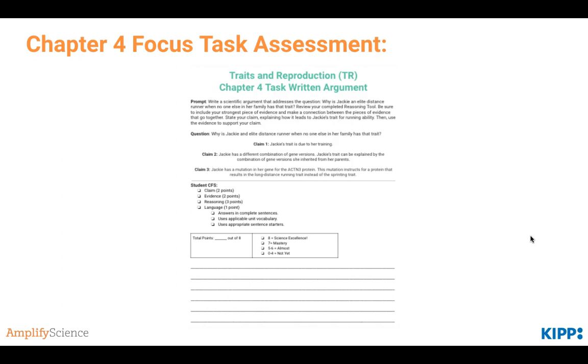This is an example of the Chapter 4 tests that students will be completing after their science seminar and after they've discussed why Jackie is this elite distance runner, even though nobody else is. There is more than one possible answer. You could choose Claim 1, Claim 2, or Claim 3. The focus here is really to think about the evidence that is used to support that. So take a moment now to make your own stance. Which claim do you agree with? Write about it, and then you can check your responses on the next slide when you are ready.